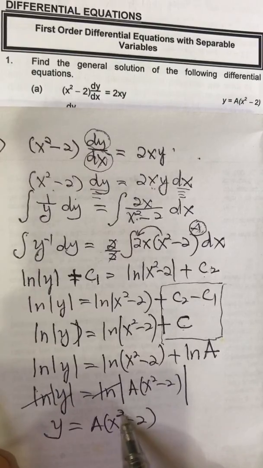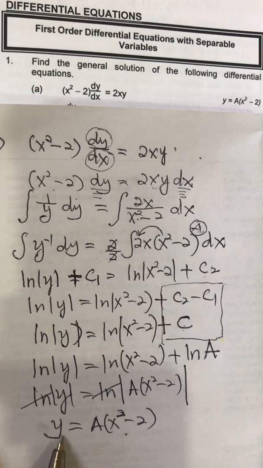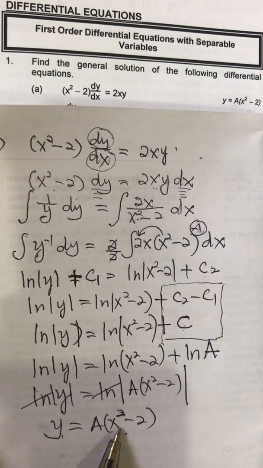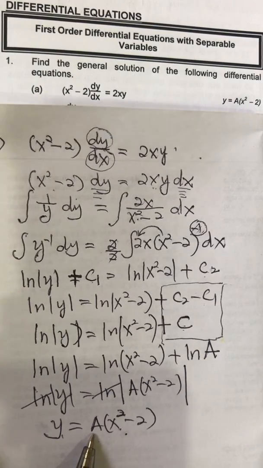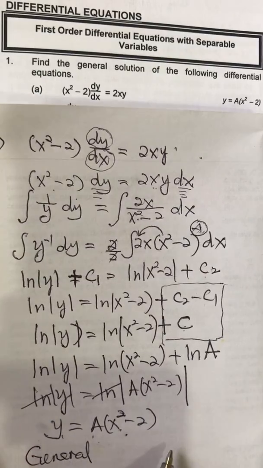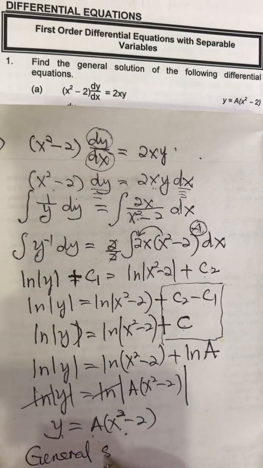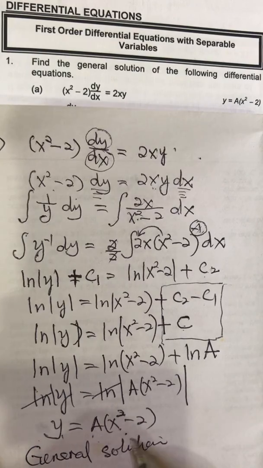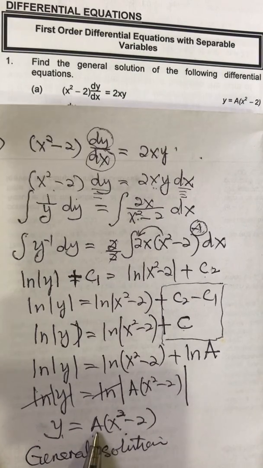This is the equation of the curve. Actually this curve is a parabola. Depending on whether a is positive or negative, that's why this is a general solution, because the shape of the parabola is still not fixed yet. This is a general solution because the a we still don't know.